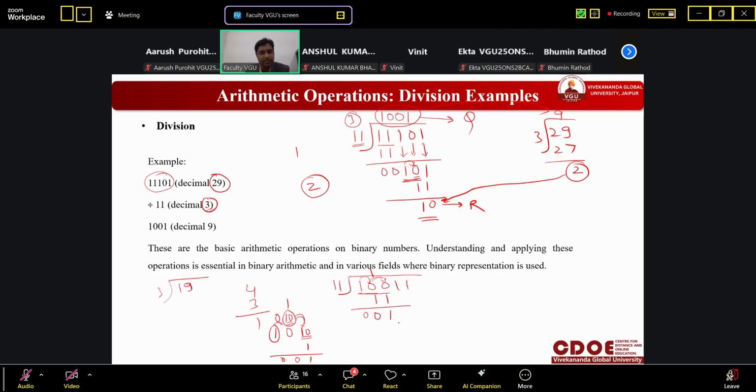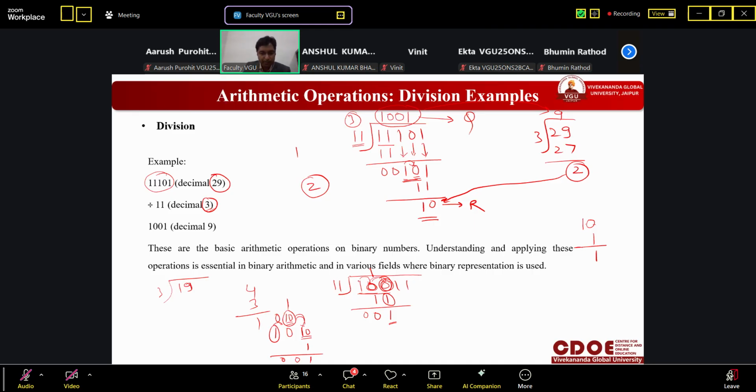Understood? How have I done it? See this. After taking the borrow, I am talking about this 0, right? And this one is this. So 1 0 minus 1 is 1, so the answer is 1. And from where has this 0 taken? From the neighbor. But the neighbor already has 0, so how will it give you a borrow? It will take a borrow from the next.